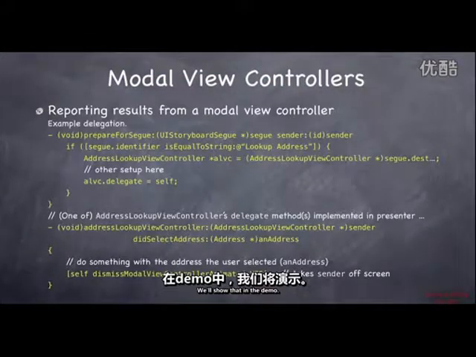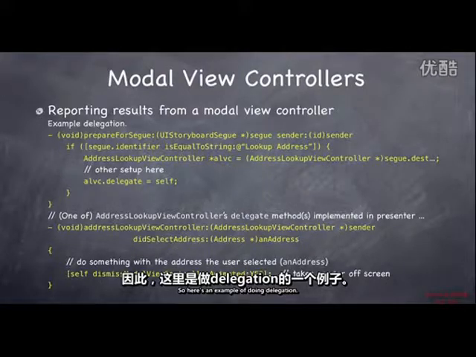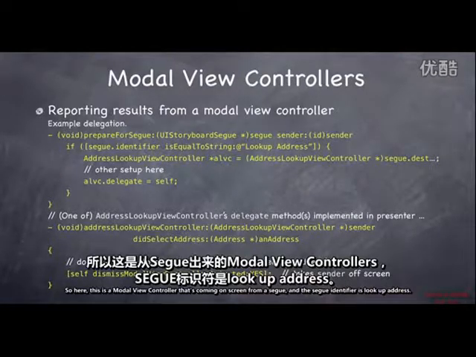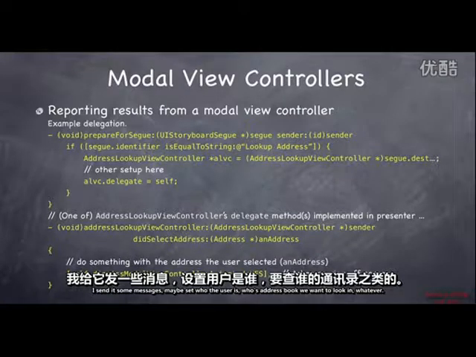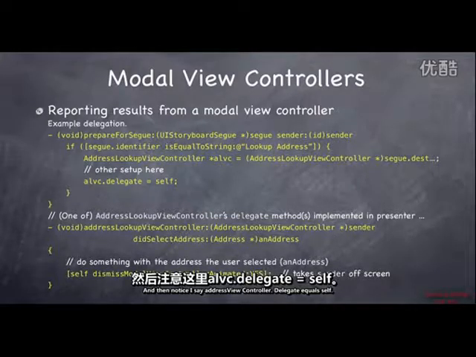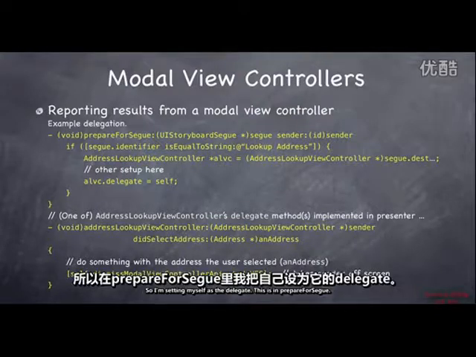We'll show that in the demo. So here's an example of doing delegation. This is a modal view controller that's coming on screen from a segue, and the segue identifier is lookup address. I get the address lookup view controller, which is the thing being presented, and then I set it up. I send it some messages, just maybe set who the user is, whose address book we want to look in, or whatever. And then notice I say address view controller dot delegate equals self. So I'm setting myself as the delegate.